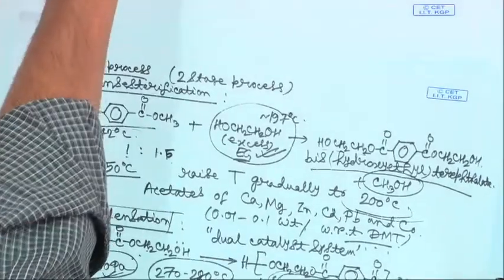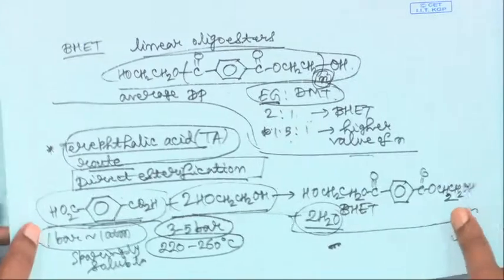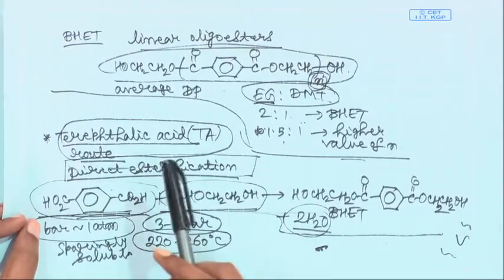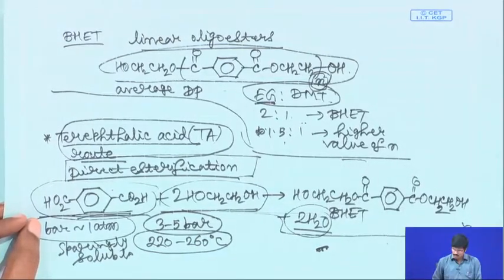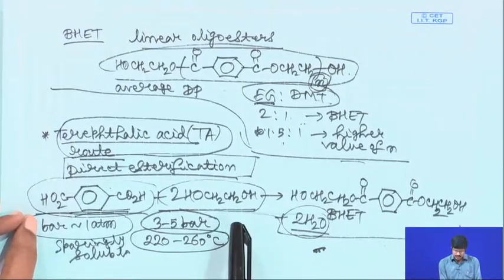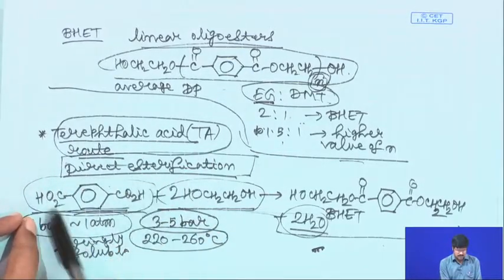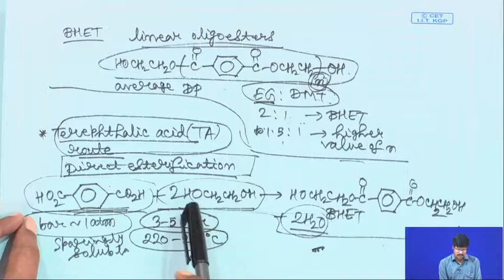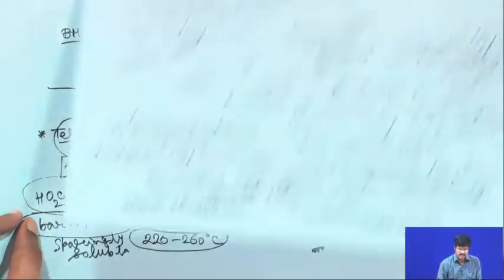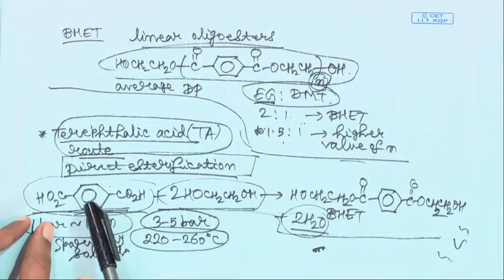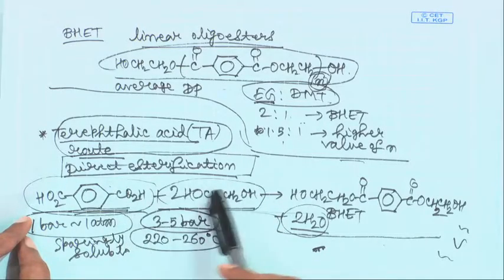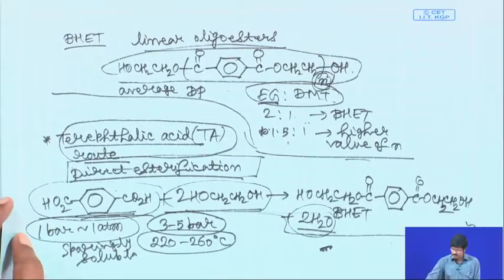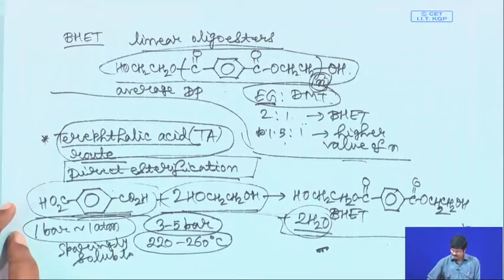Now, towards the end of the last class, what we started talking about is the other process of synthesis of PET, polyethylene terephthalate. So, the other process is through the terephthalic acid route. This is your terephthalic acid, and you do a direct esterification, unlike your transesterification reaction that you did in the DMT process. What you are doing here is a direct esterification of your terephthalic acid with ethylene glycol. To increase its solubility, you have to do the reaction at high pressure and high temperature. Up to this point, we had discussed in the previous class.